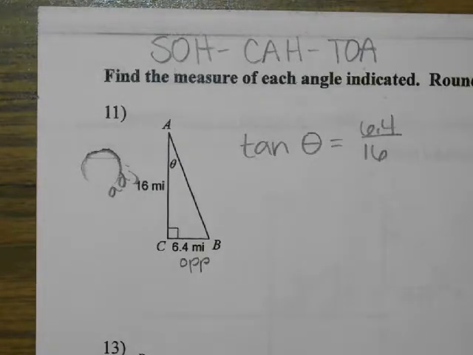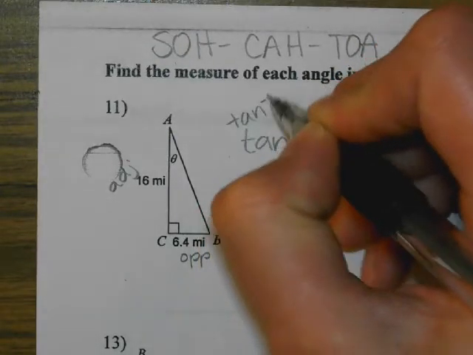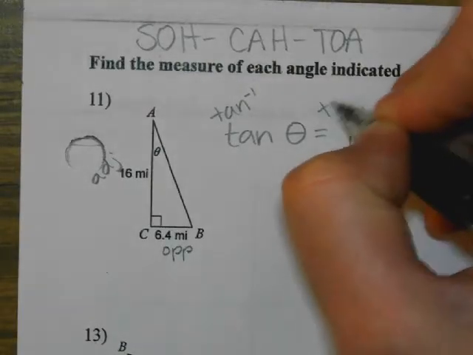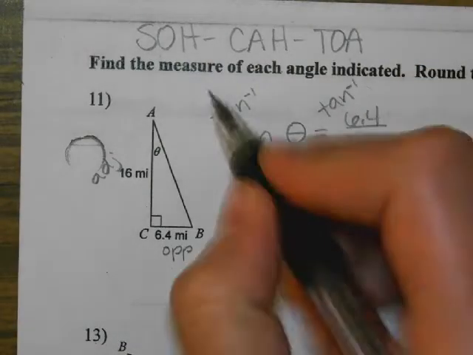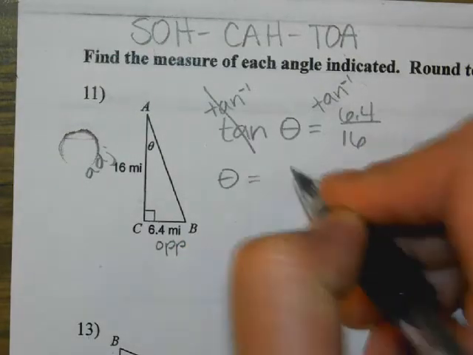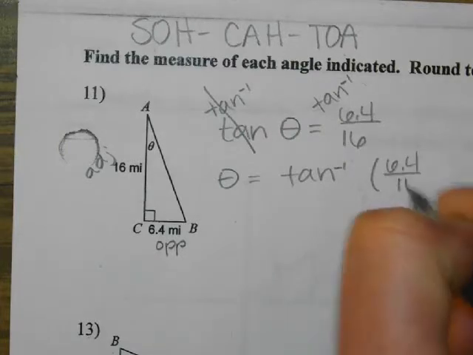The tan is the problem, right? How do you undo tan? Tan inverse. So if I do tan inverse to get rid of the tan on the left side, what do I have to do on the right side? Same thing, tan inverse. So my exact answer is that theta equals tan inverse of that fraction. That's my exact answer.